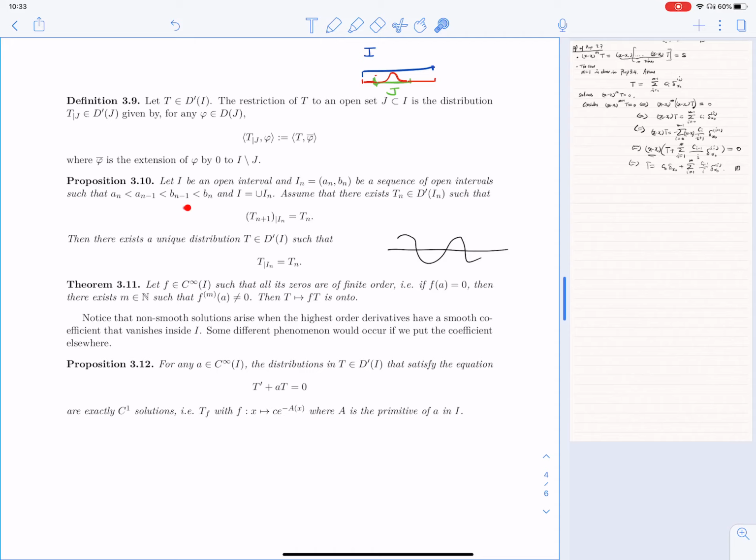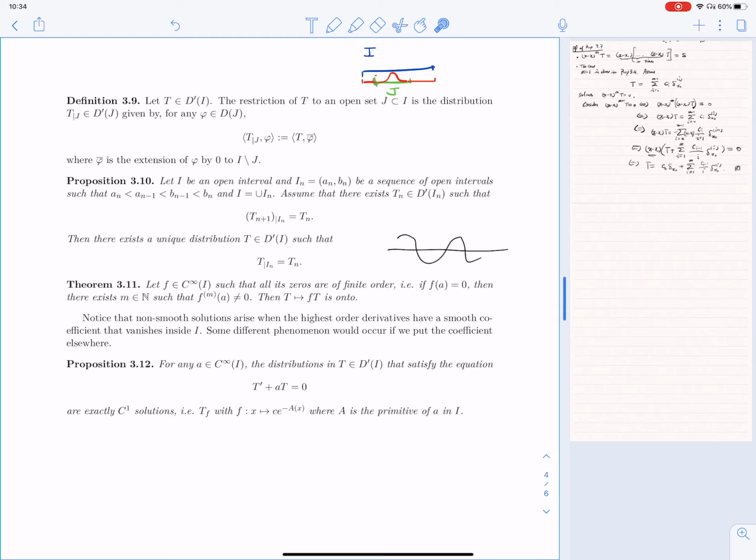(a_{n-1}, b_{n-1}) is the interval I_{n-1}, and the next interval will be strictly larger on both endpoints, right? So a_n is strictly less than that, and b_n is strictly larger than the right endpoint of I_{n-1}. So if you have this increasing sequence of open intervals, and the union of the I_n is equal to I, right? It's still open, so I can be defined in such a way if we have a sequence already.